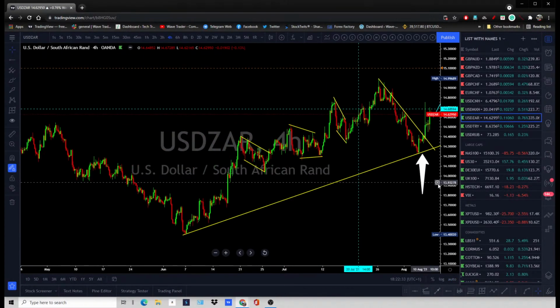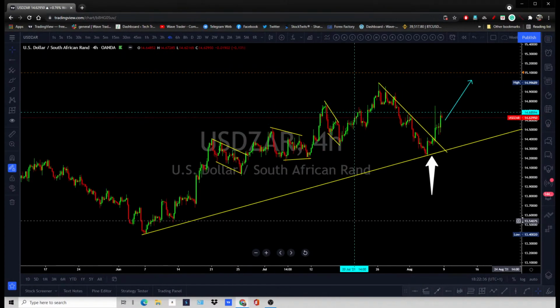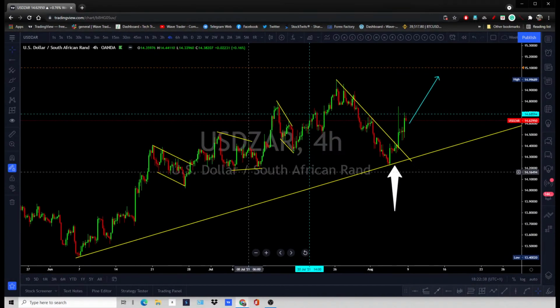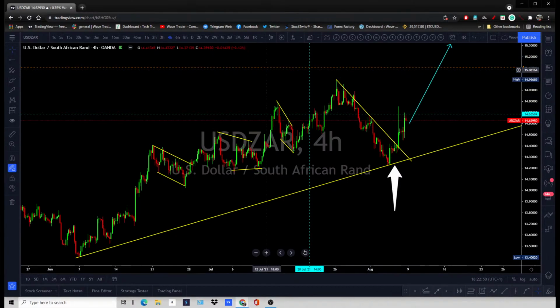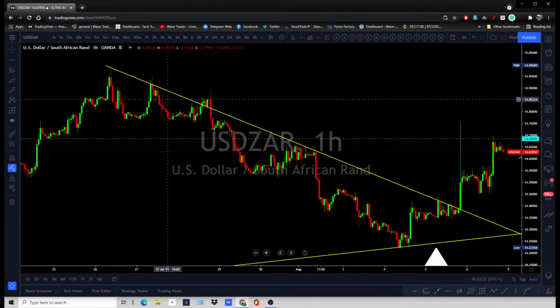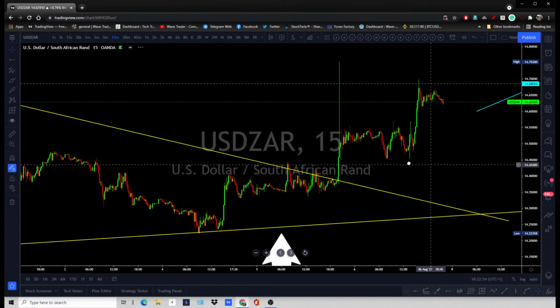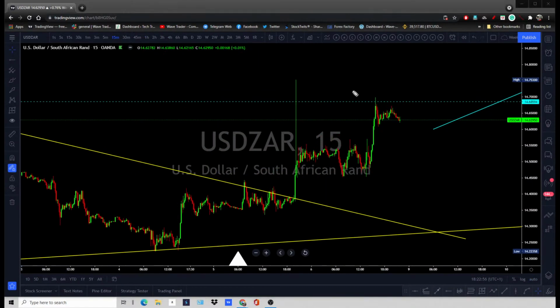Dollar-rand also broke out of the flag, or the expanding triangle formation. This is the bigger one, and it broke out and is going for the next leg. So it will either test that top first or complete a new leg. The lower time frame is again a 15-minute correction. Manipulation already happened, and price is not going against that. You're going to see another breakout and continuation for more upside.